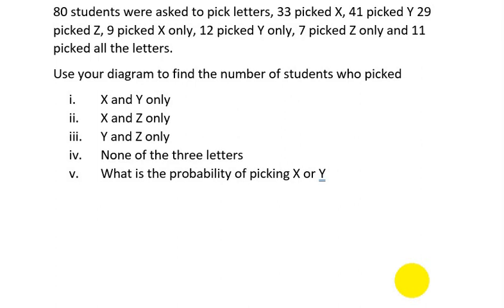Now, because of this statement, none of the 3 letters, it means that there is a complement. It means that there is a student over there who didn't pick any of the letters. So when we are drawing our Venn diagram, we should have it in mind that the question is telling us that a student did not pick any of the 3 letters. So we have to consider that person too. I hope it's clear. Now let's get straight into it.